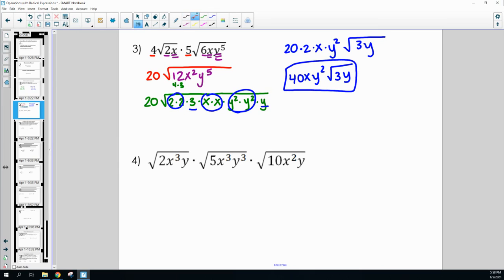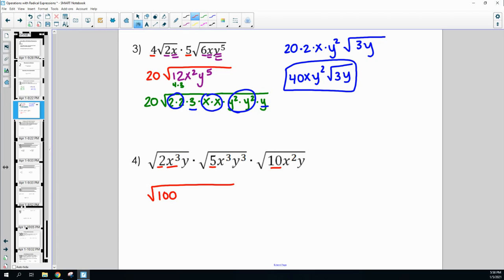Okay, so we look at the next example. We check all the indexes. They're all the same, so we can multiply. There are no coefficients. All the coefficients are 1. So 1 times 1 times 1 is just 1. So I'm going to multiply the numbers. 2 times 5 times 10. That's going to give me 100.